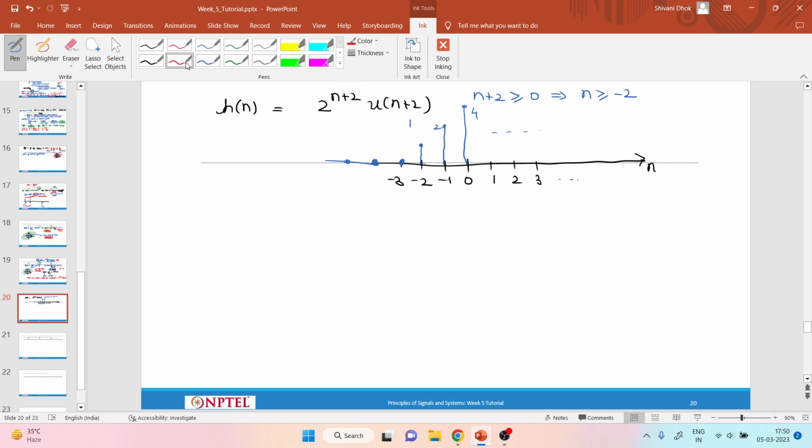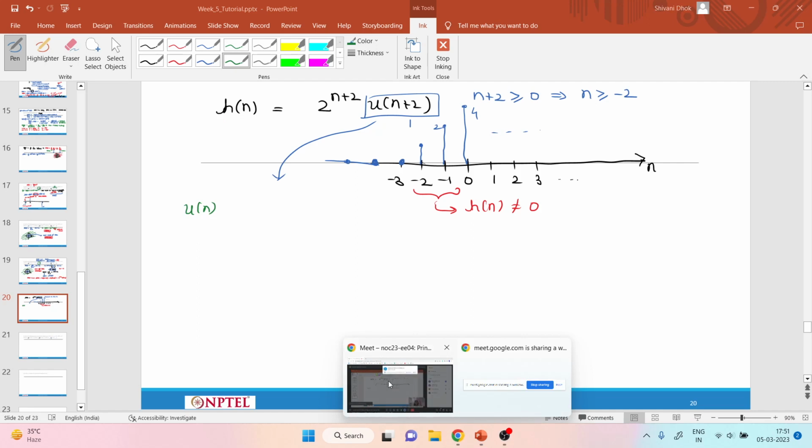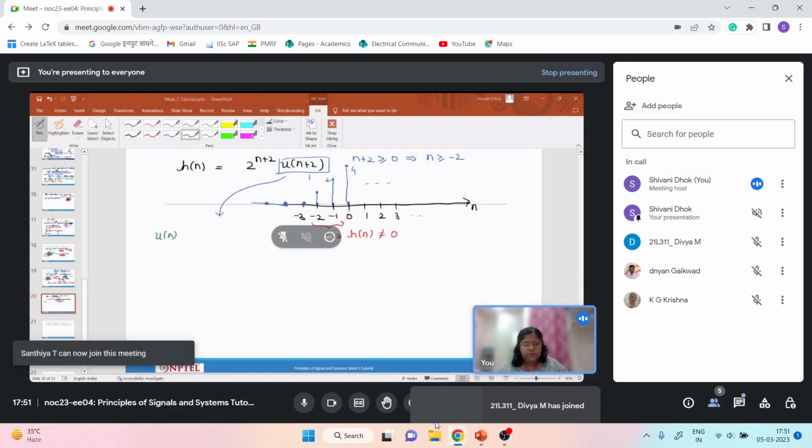Now we can observe here that for minus 2 and minus 1, my h of n... Madam, is n plus 2 greater than or equal to 0 a causality statement? Is that given? No, this is your n, see, this is your unit step. Yes. So in general, how is the unit step u of n defined? It is 1 only when the argument is greater than or equal to 0. Okay, fine. Thank you.